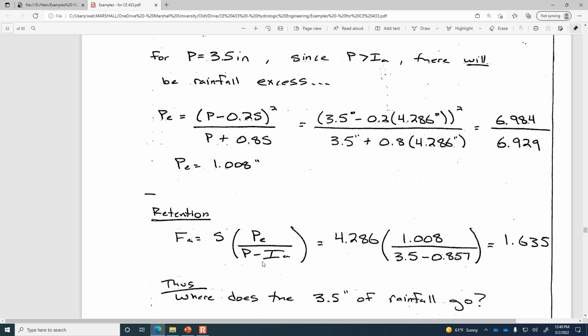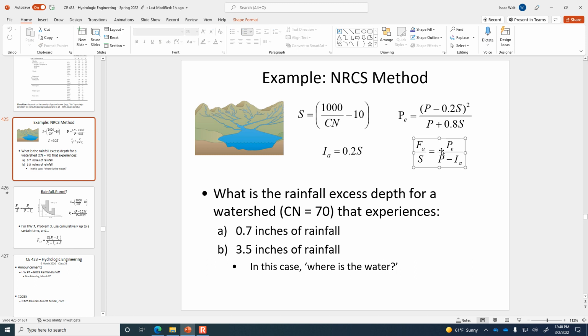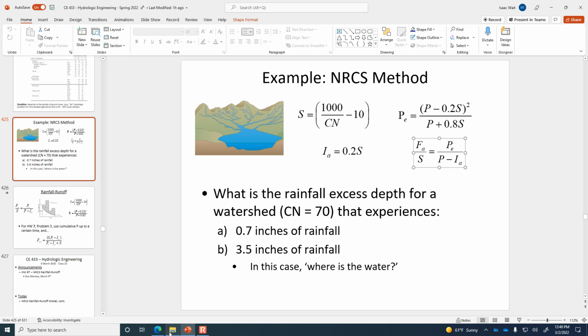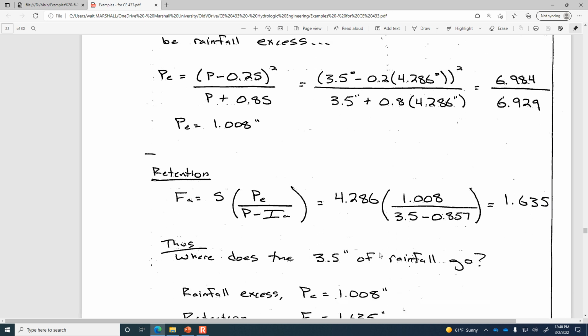And so if we look at where it's going, we can use this equation to calculate how much infiltration we expect to see. The infiltration quantity is the storage multiplied by the ratio of precipitation excess and the difference between precipitation and initial abstraction. So 1.63 inches is going to go into the soil.